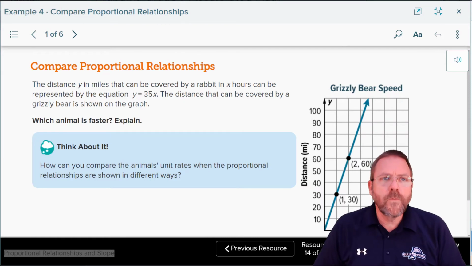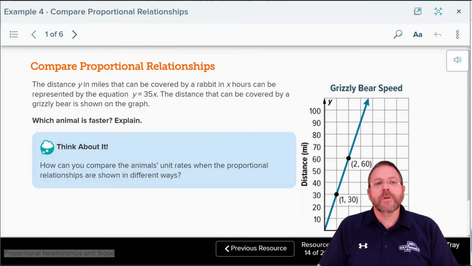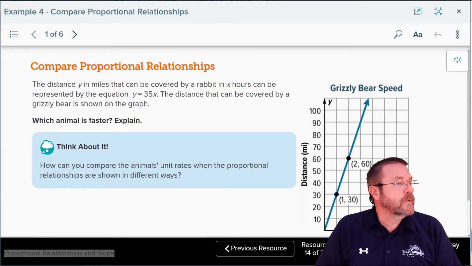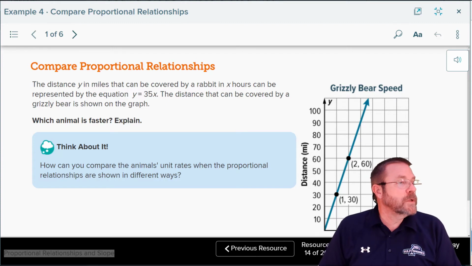In example 4, they have us comparing proportional relationships again. They say the distance y in miles that can be covered by a rabbit in x hours can be represented by the equation y is equal to 35x.